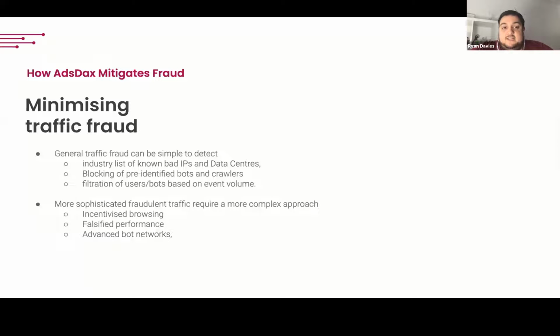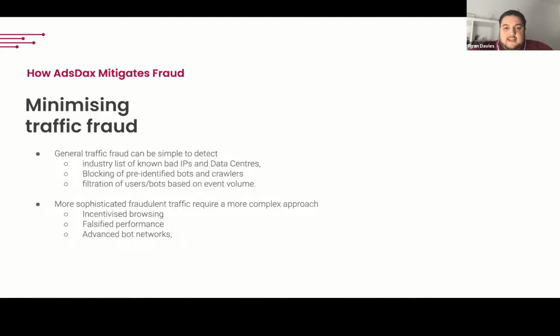There are industry lists of known bad IPs and data centers, and known bots and crawlers which commit general traffic fraud. So by cutting general fraud out, we can cut out 80% in certain cases of the traffic fraud. Where it becomes more difficult is the sophisticated fraudulent traffic, which are large networks of botnets and other more advanced ways of pretending that a real person is looking at a phone.